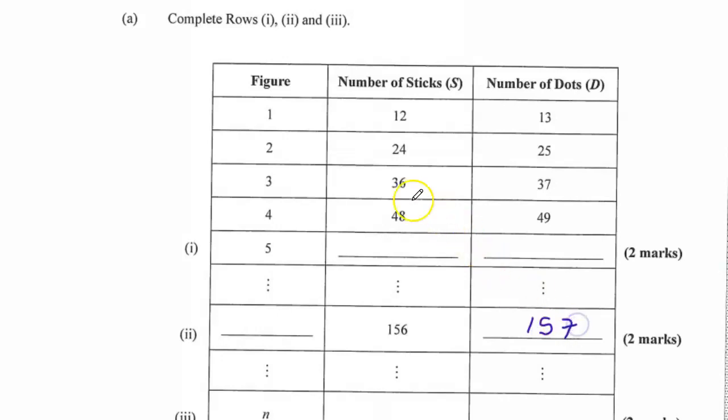And then to move from the number of sticks to the number of the figure, we can also divide by 12. Or, well, 5 times 12 in this case would be 60, so this would be 61. And then we could divide 156 by 12 to get the figure. 156 divided by 12, what's that? It's 13. Notice 13 times 12 will be 156.